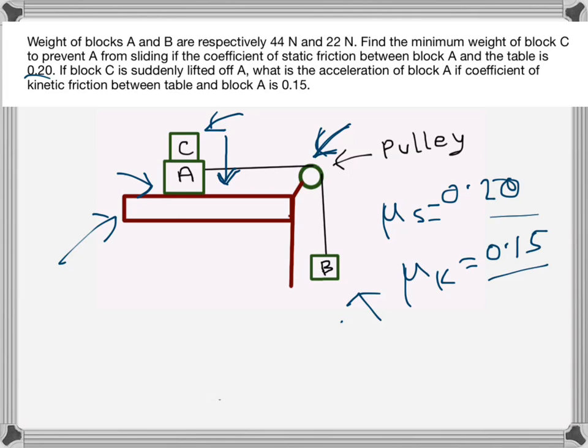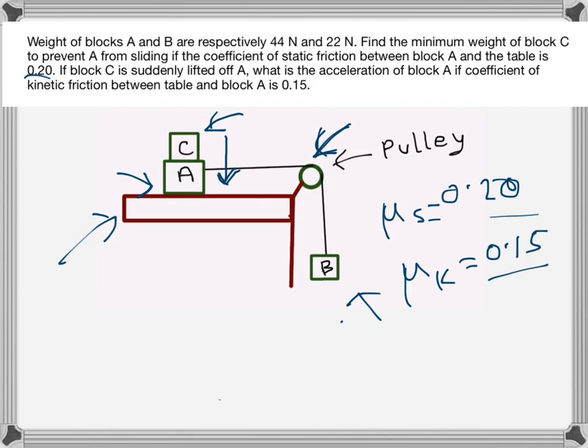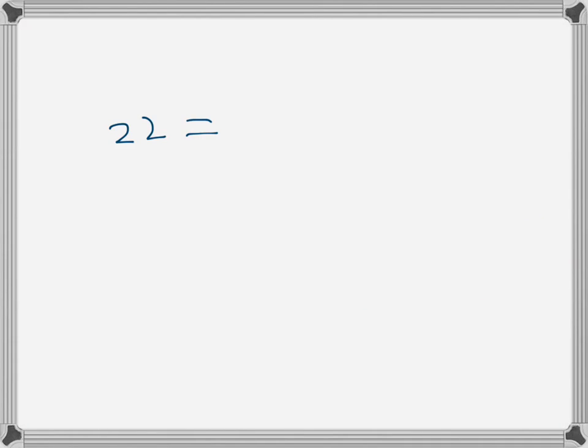So basically when it's not sliding down, 22 will be equal to the friction force. The normal force is applied by the weight of both blocks. So that would be mu s times the weight of both blocks, which is 44 plus something we don't know. We can just write that as C. So we have to find the value of C.